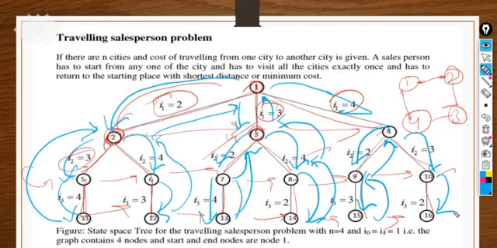In that manner, all will be covered, right? So it was the backtracking approach. Just depth-wise it will cover first, right? So 4 nodes are there. It was an example to get clarity about backtracking and branch and bound, right?